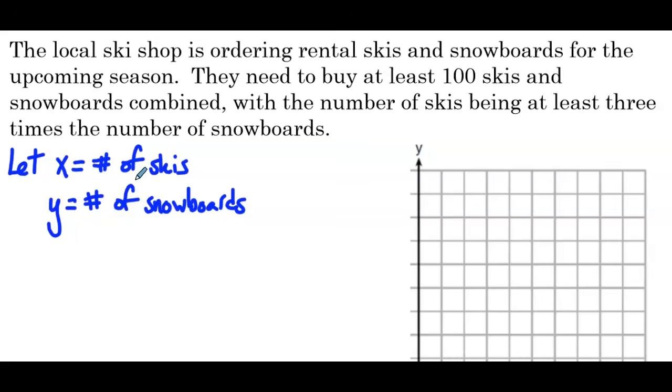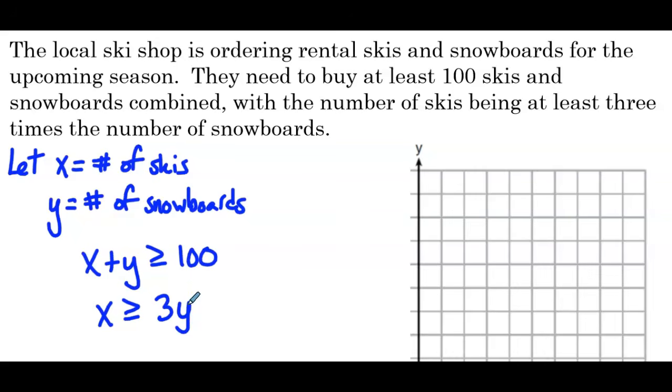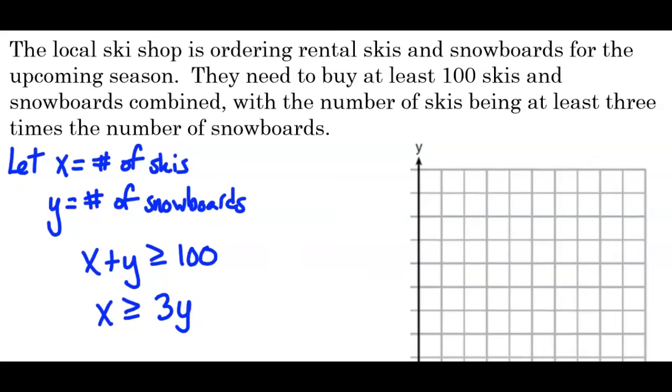Now that we have our variables defined, we can create our system of inequalities. They need to buy at least 100 skis and snowboards. So that means x plus y has to be greater than or equal to 100. The number of skis needs to be at least 3 times the number of snowboards. So the number of skis is x. That needs to be greater than or equal to 3 times y, which is the number of snowboards.